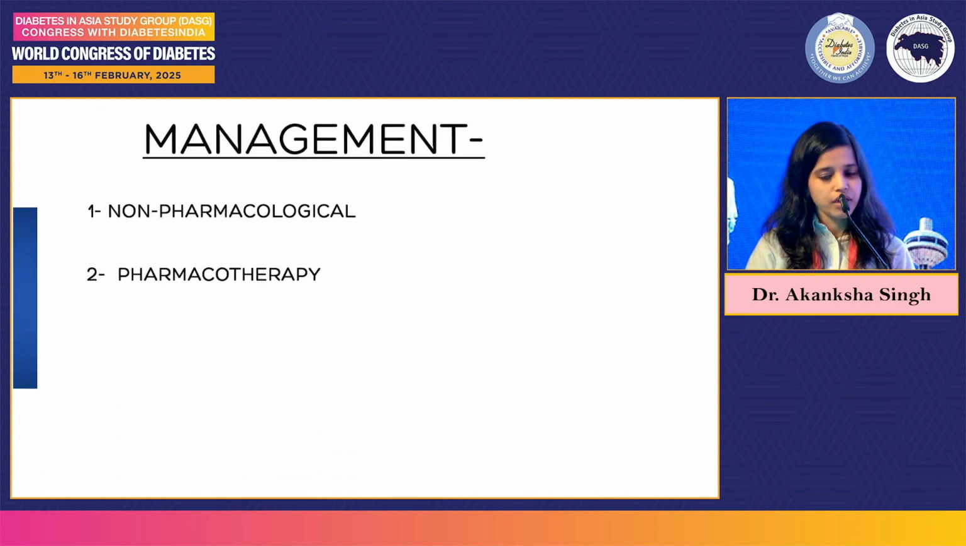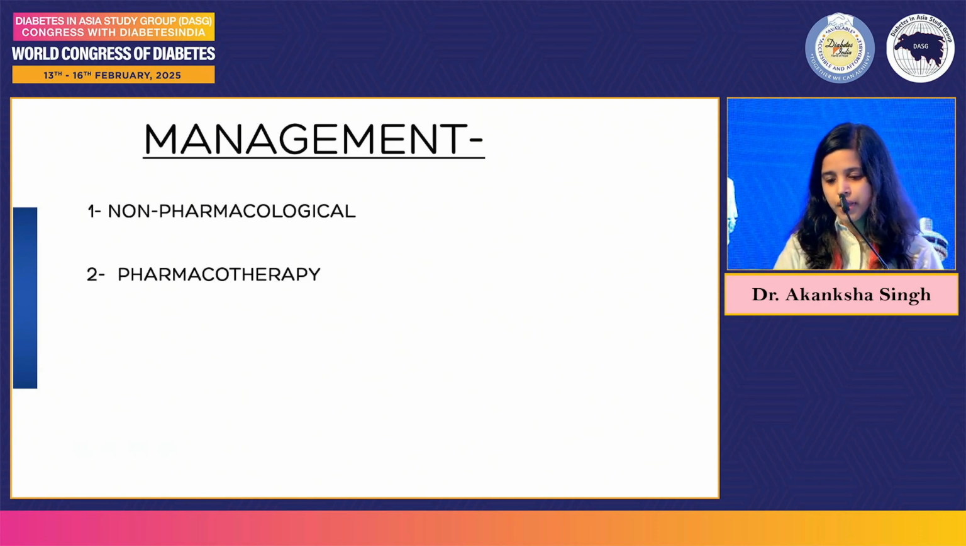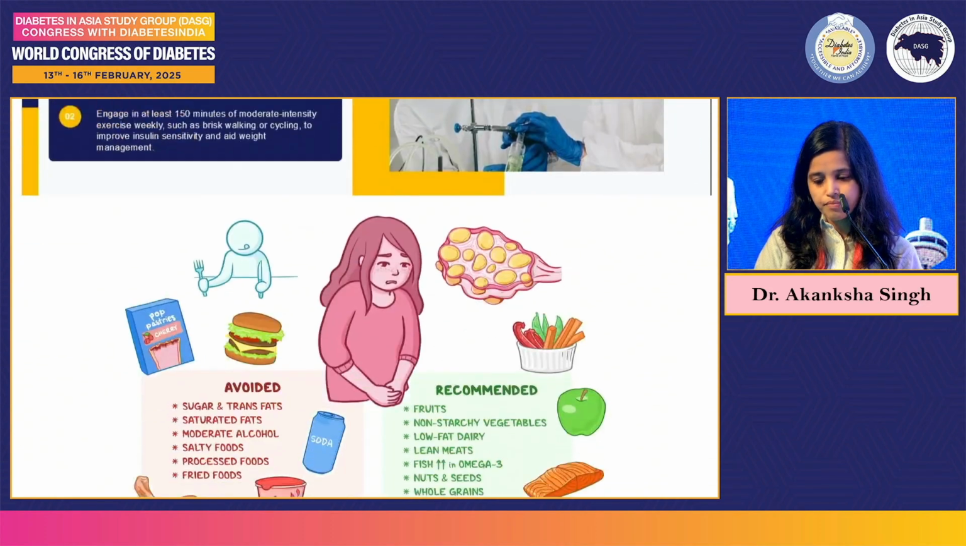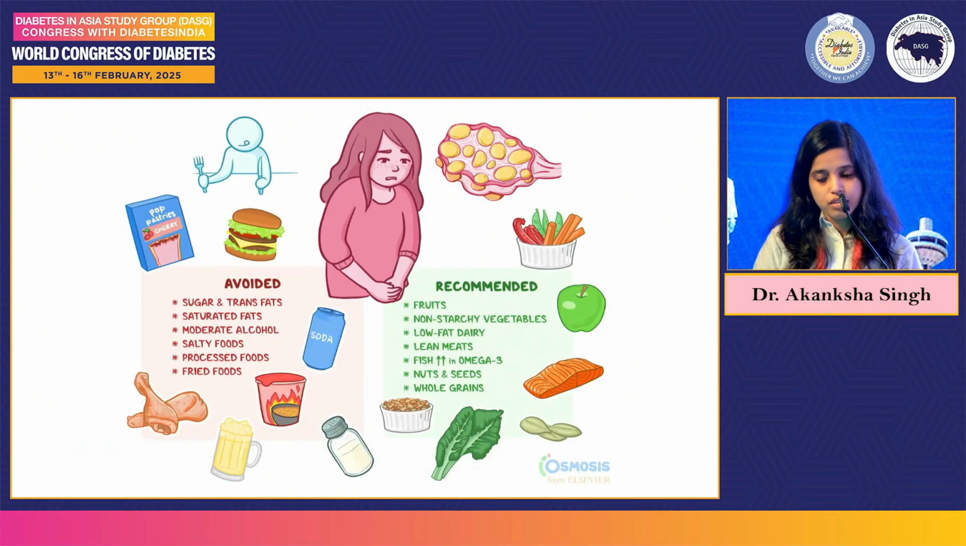How do we manage a case of insulin resistance in a case of PCOS? Non-pharmacological management is there and pharmacotherapy is there. Non-pharmacological management being the mainstay of treatment. Lifestyle modifications are suggested, which include dietary change and regular exercise. Patient is recommended to use fruits, non-starchy vegetables, low-fat dairy products, lean meats, omega-3 fatty acids, nuts and seeds. And is advised to avoid sugar and trans fats, saturated fats, alcohol, salty foods, processed foods.